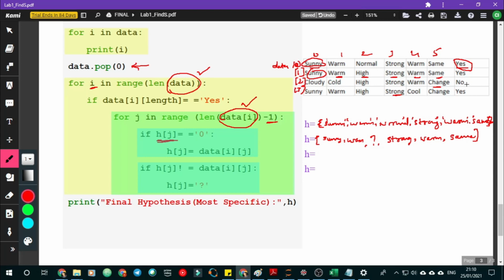The third data sample is negative, so everything remains the same. Next, after reading the third, we read the fourth data sample: sunny with sunny, warm with warm, high with question mark, strong with strong, cool with warm, question mark, change with same, question mark. So this is our hypothesis.